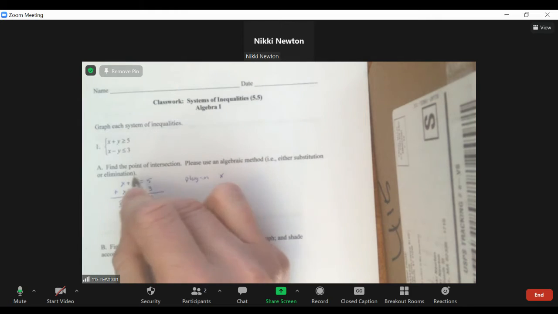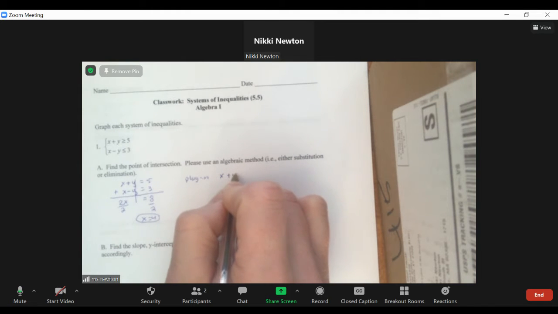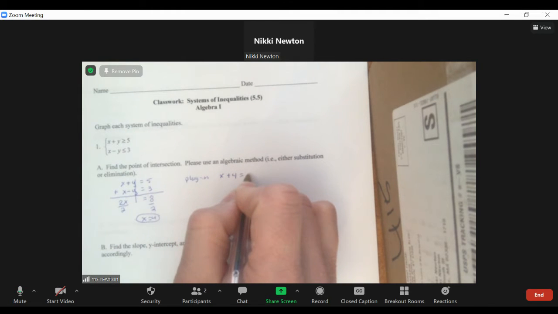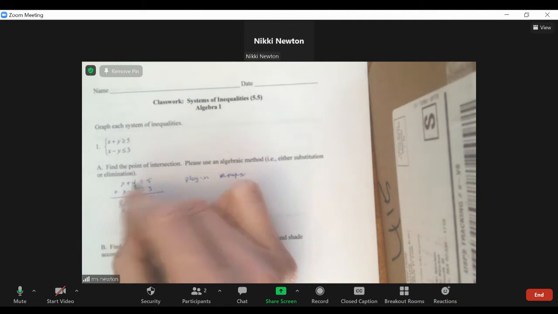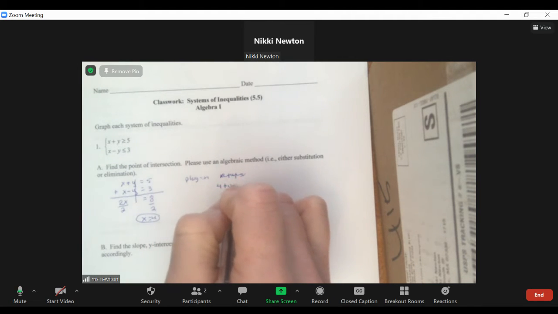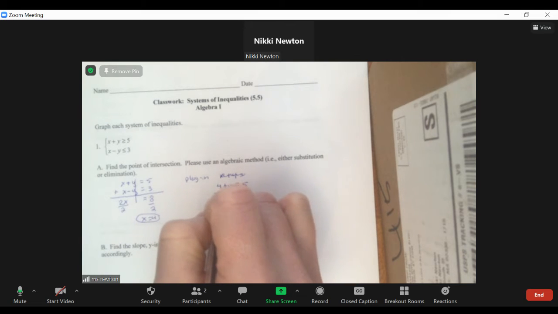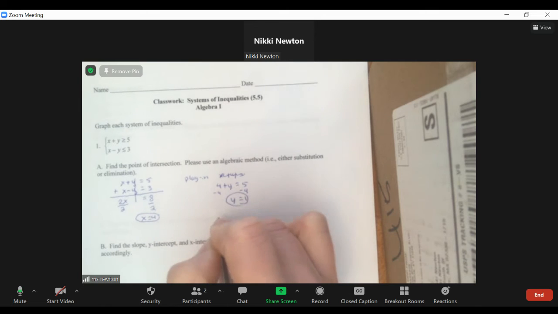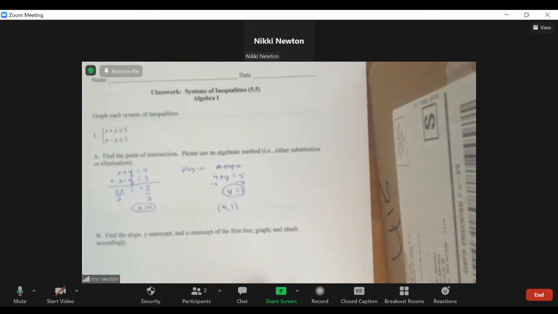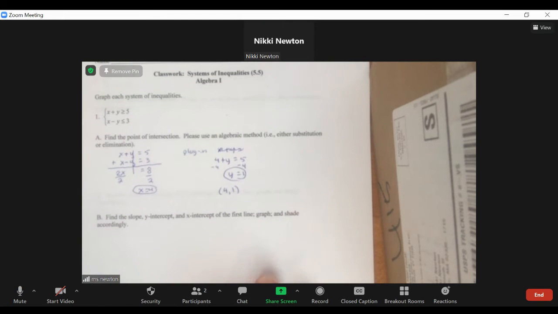So I'll plug it into the first one. x plus y is equal to 5. Plug it in for the x: 4 plus y equals 5, subtract 4, y equals 1. So that's my point of intersection, (4, 1). All right, the next step is to find the things we always find and graph the first line.